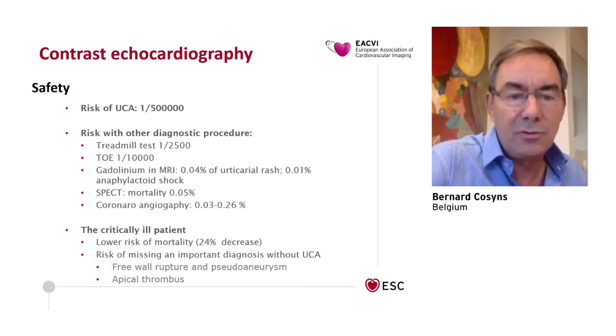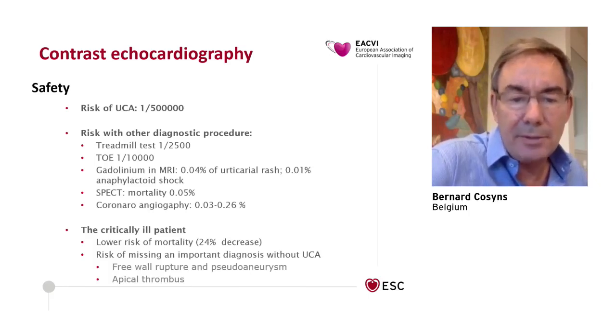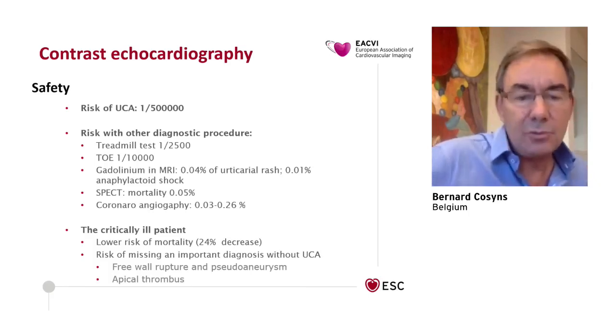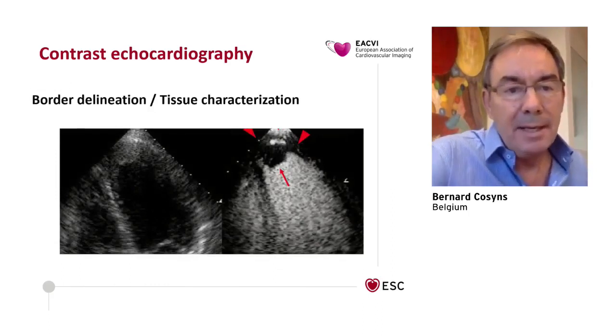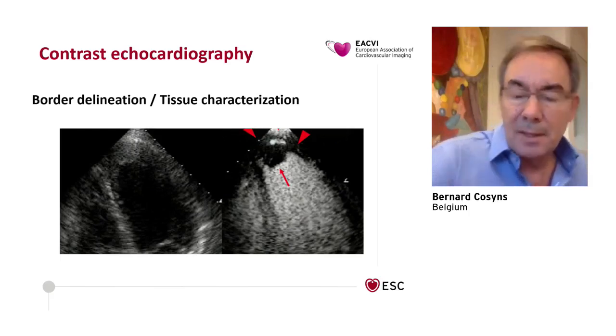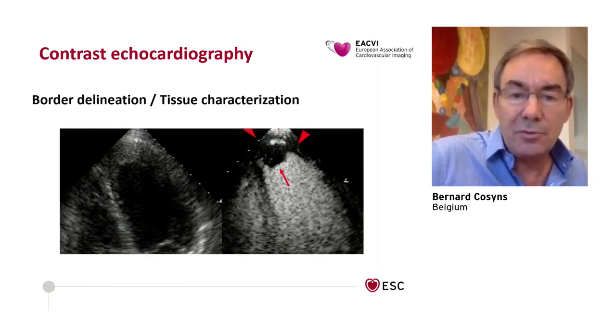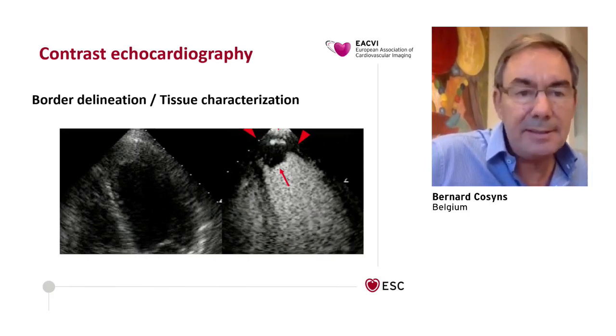And it's probably related to the risk of missing an important diagnosis if you are not using the contrast echo, for example, free wall rupture and pseudo aneurysm, but also apical thrombus. And indeed, we proceeded in these patients to contrast injection, and you can clearly see in the apical region that there was also a thrombus there, corresponding to the zone where there was also an obstruction due to the thrombus in the LAD.